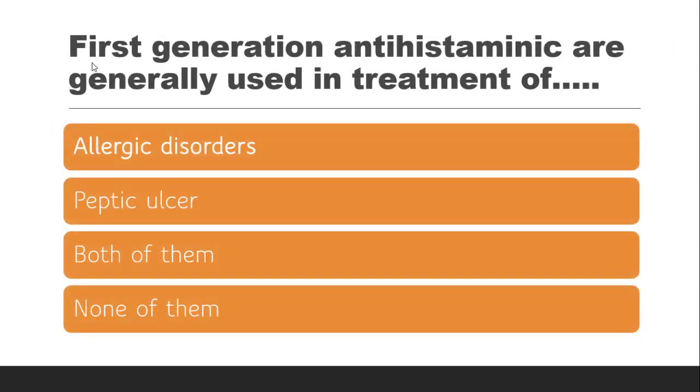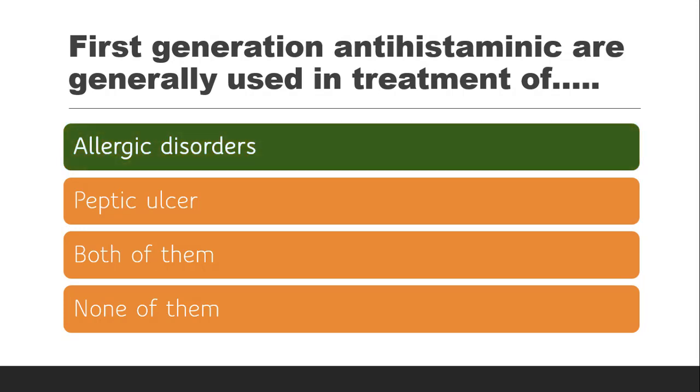Next question is, first generation antihistaminics are generally used in treatment of: allergic disorder, peptic ulcer, both, or none of them. The correct answer is first generation antihistamines are generally used in case of allergic disorders.